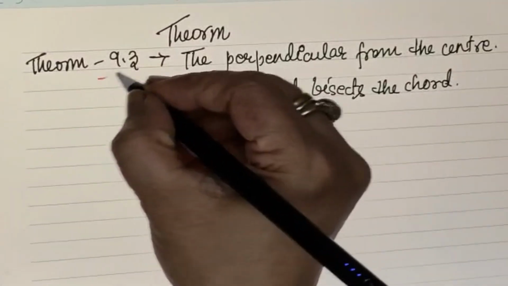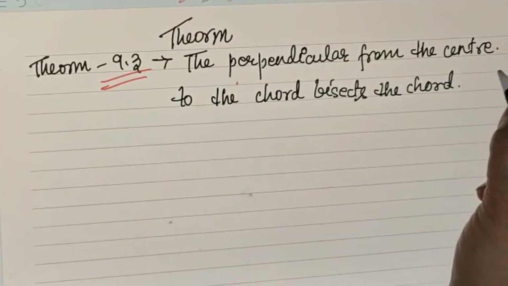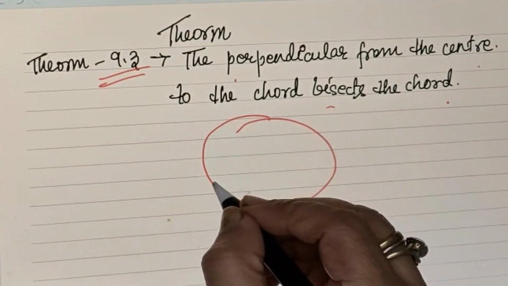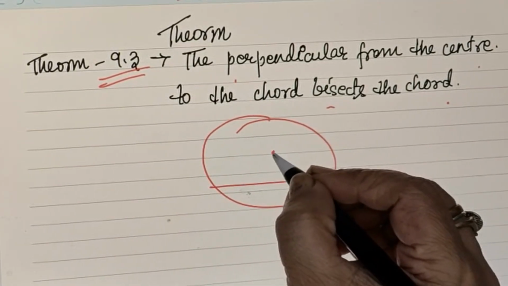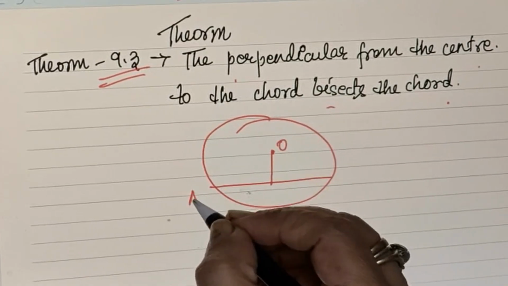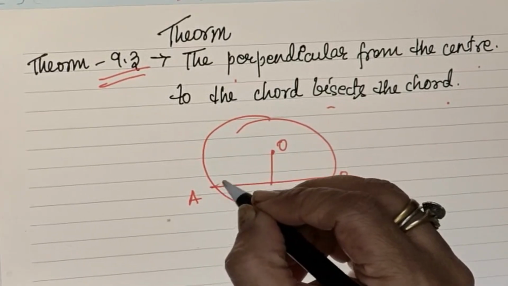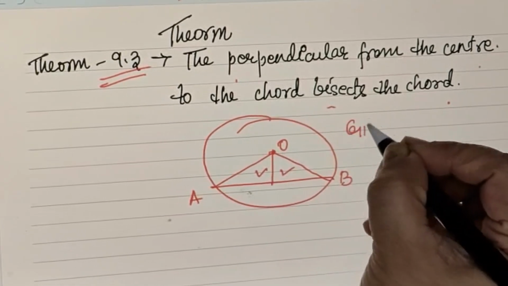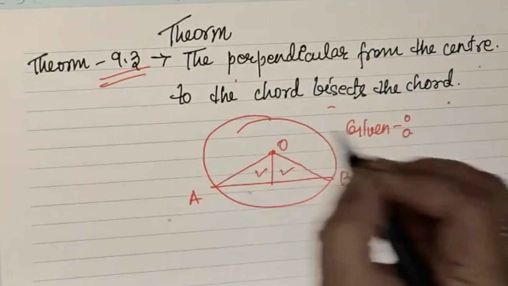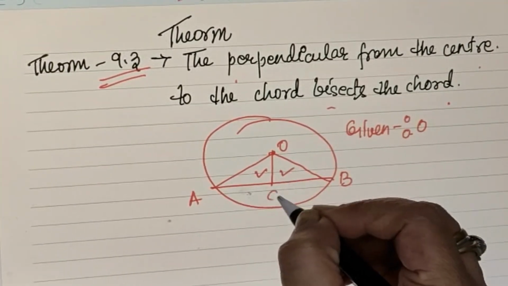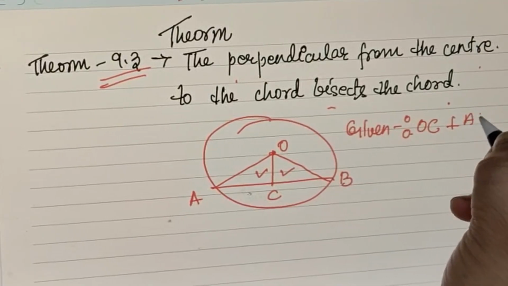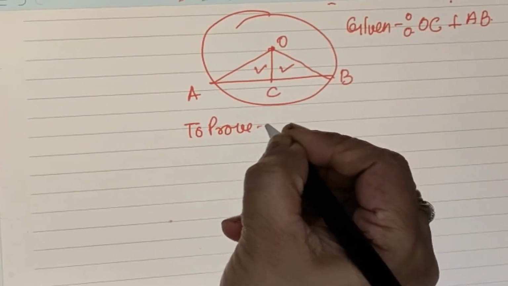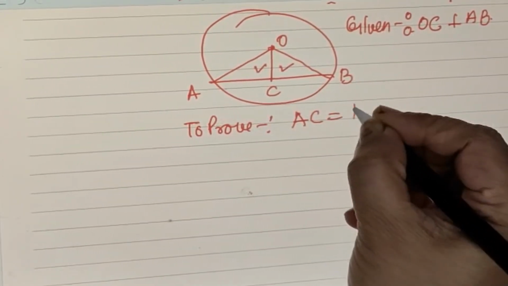Next theorem, which is 9.3: the perpendicular from the center to the chord bisects the chord. Making the figure. This is your chord and this is a perpendicular from the center. O, A, B. Join this line and this line. Now, first of all, I am writing the given condition. Given: taking this as point C, OC is perpendicular to AB. Now, to prove: AC and BC are equal.